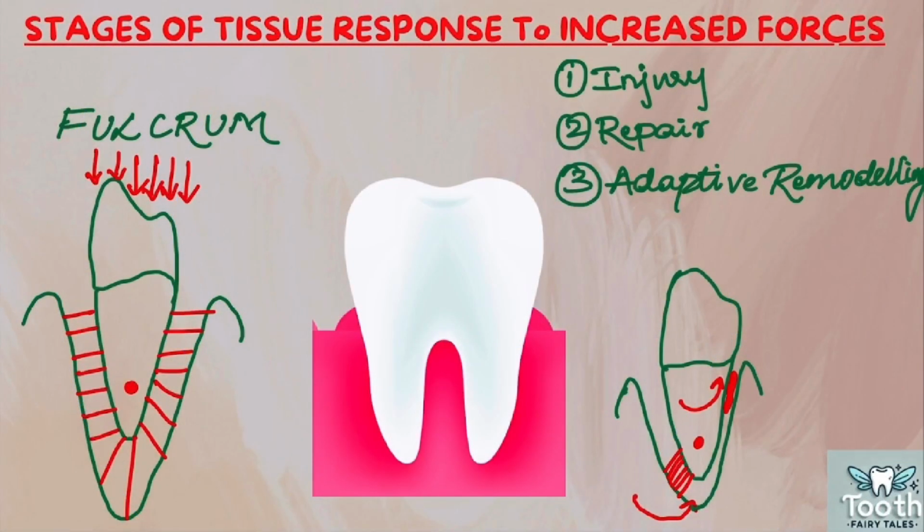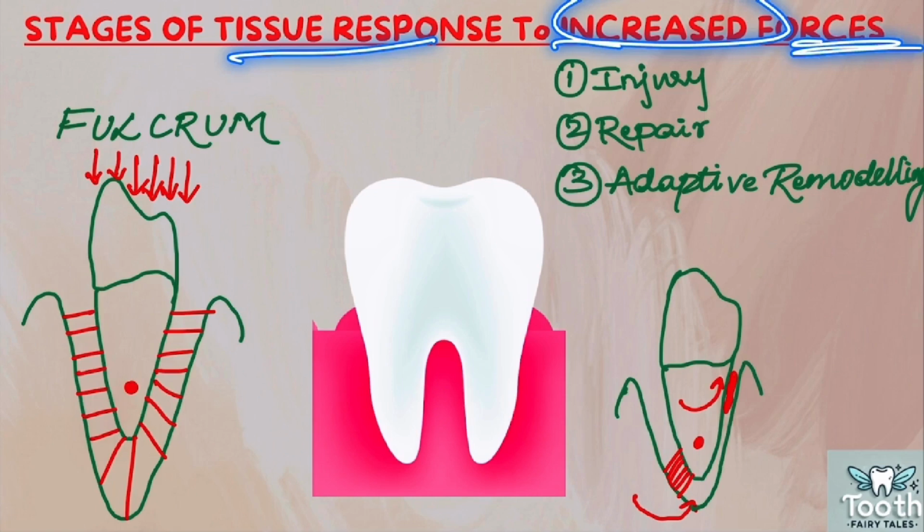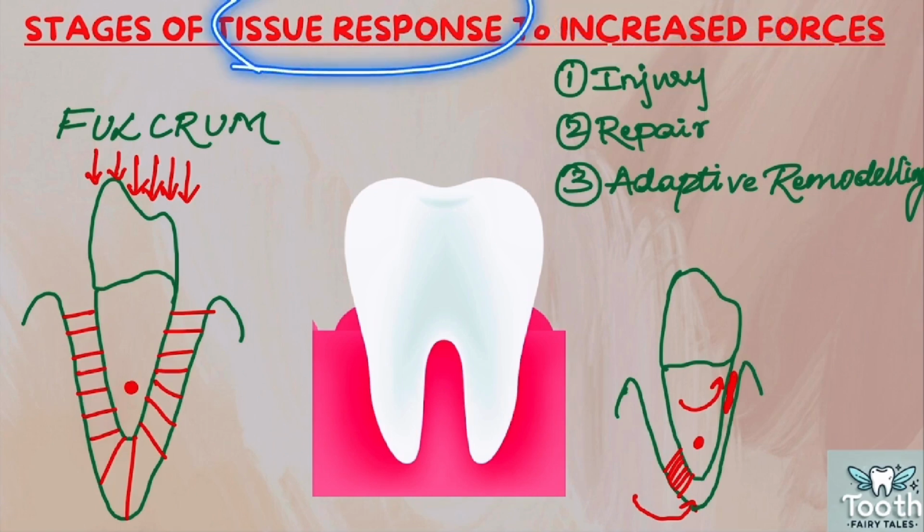In this video, we will be continuing our discussion on trauma from occlusion, specifically focusing on stages of tissue response to the increased occlusal forces. So tissue response is divided into three stages: injury phase, repair phase, and adaptive remodeling phase. So let us begin our discussion with the injury phase.